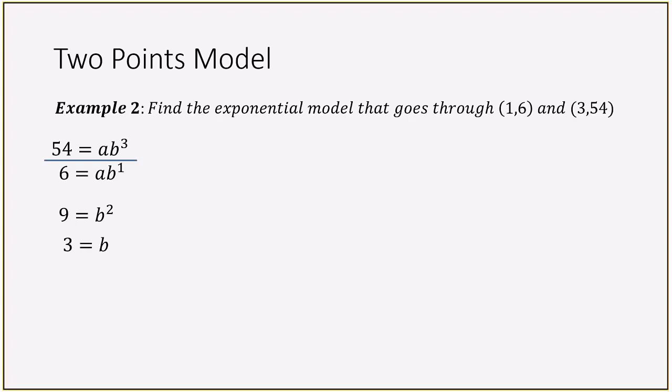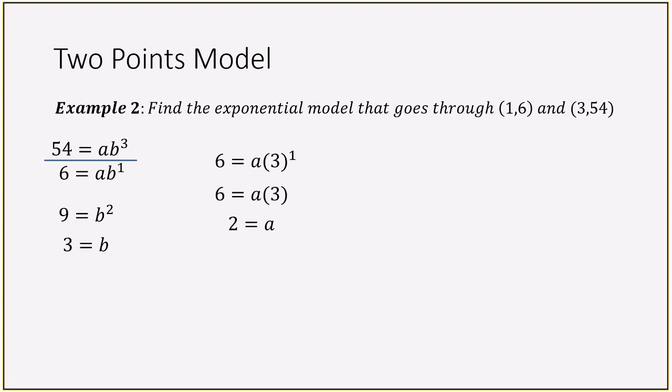Well, since I have my b, I can go back and pick either of my starting equations and solve for a. In this case, the first equation is much easier than the second. So I'm going to plug in 3 for my b, and 6 is equal to a times b to the first. So I get 6 is equal to a times 3 to the first, which is just 3. So 6 equals a times 3, divide both sides by 3, a is equal to 2.